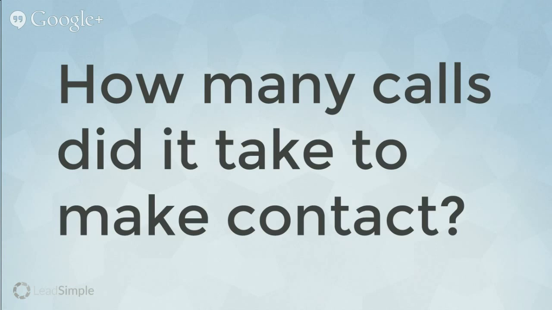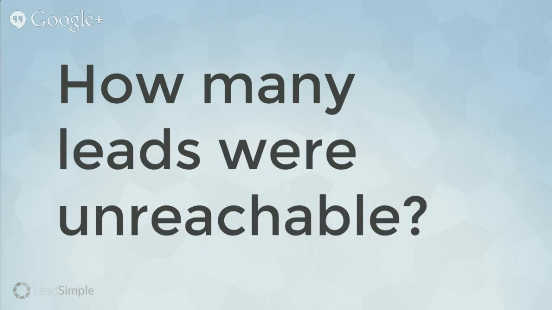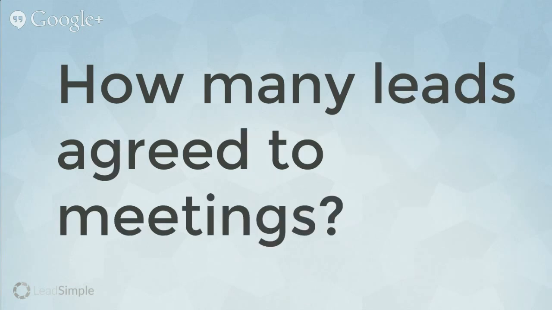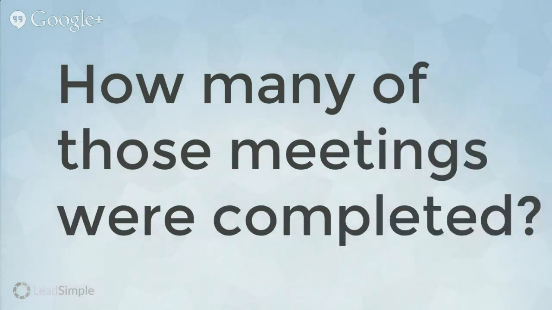How many calls did it take to actually make contact with that person? How many of those last 15, 20, 30 leads that you're auditing were unreachable? You just couldn't get a hold of the person on the other line. And how many calls and emails were made to those leads that were determined as unreachable? Was there 1, 2, 3, 4, 5 follow-up attempts? And what was the degree of variability? Was one unreachable lead followed up with twice and another followed up with 4 times, etc.? How many leads agreed to actually have meetings? How many of those meetings actually were completed?